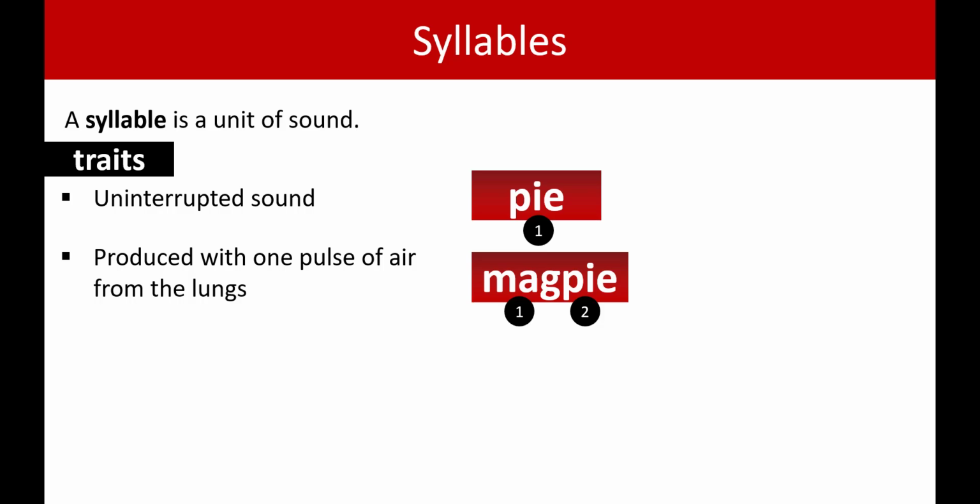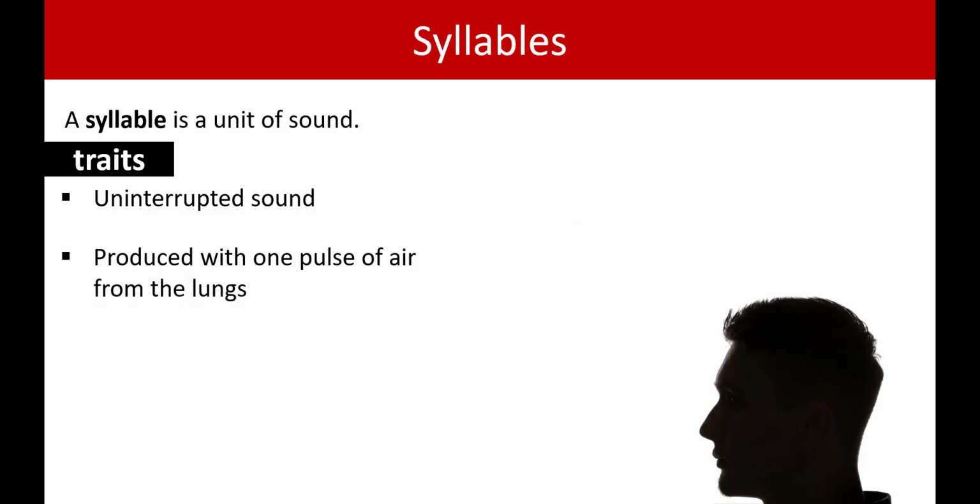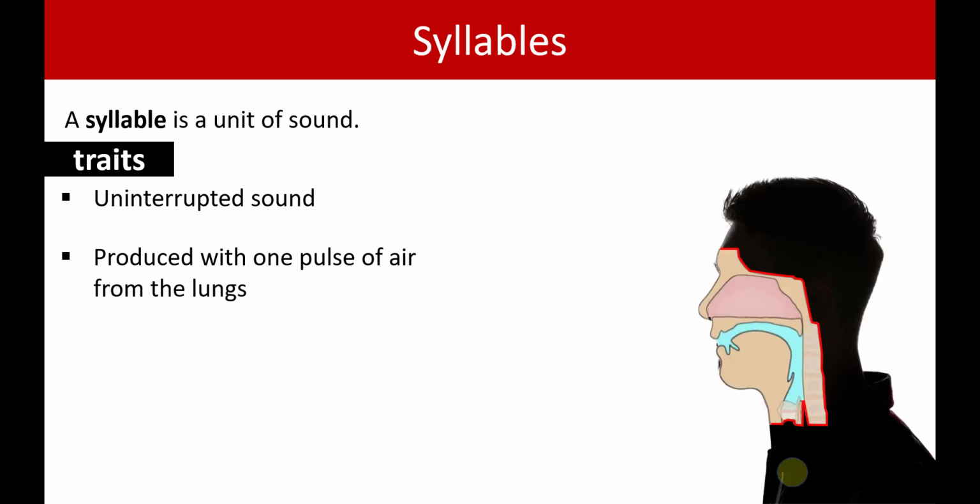Let's talk a little bit more about this pulse of air. It's a pulse of air that comes from the lungs and moves through the vocal cords, and then past the rest of the vocal tract, which we will talk about in a second. Let's go back to traits.